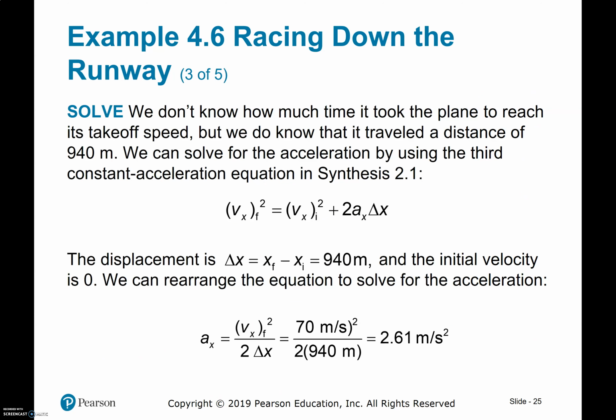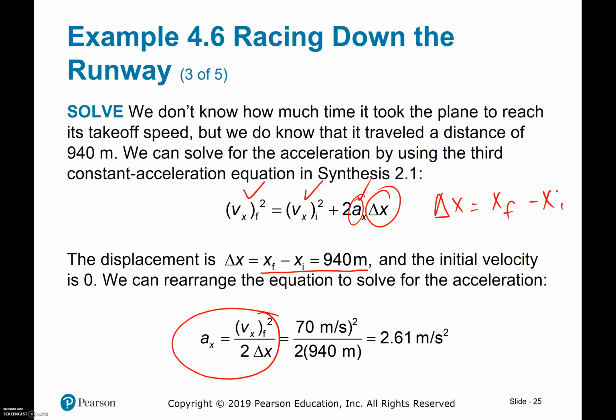So let's see how to do that. We know the final velocity, we know the initial velocity, we want to find the acceleration, and we need to find delta x. Delta x is x final minus x initial, so that's 940 meters. Now we can solve for the acceleration in this equation. We get this equation here, and then we put in the final numbers. We have 70 squared meters per second squared divided by 2 times 940, and you get 2.61 meters per second squared. That's a small acceleration.